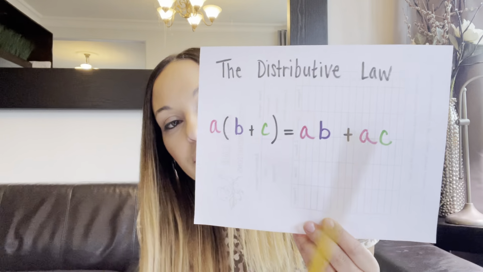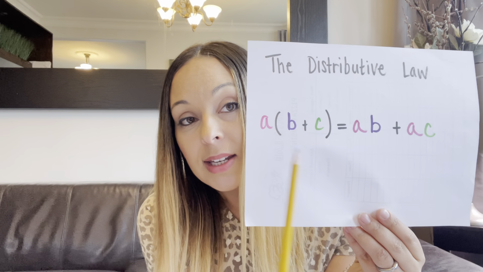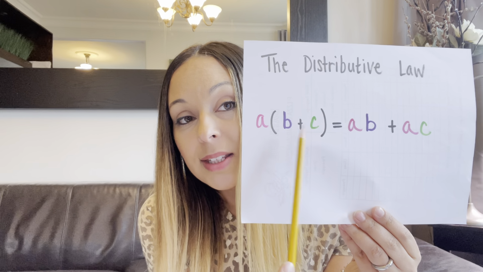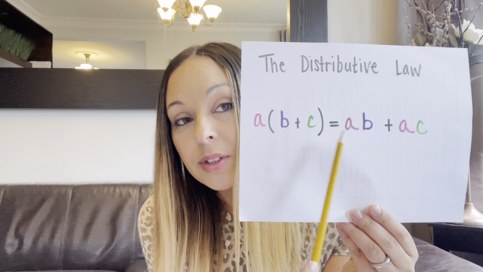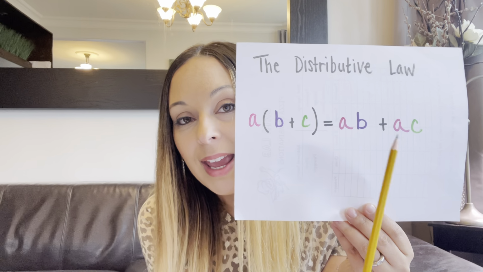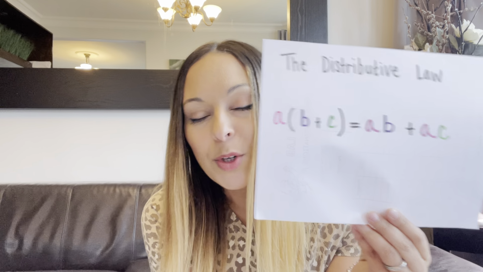So we have the distributive law, which states that A(B + C) = A times B + A times C. And we do this to kind of a sound off. I'm going to try my best to do it without a helper right now.